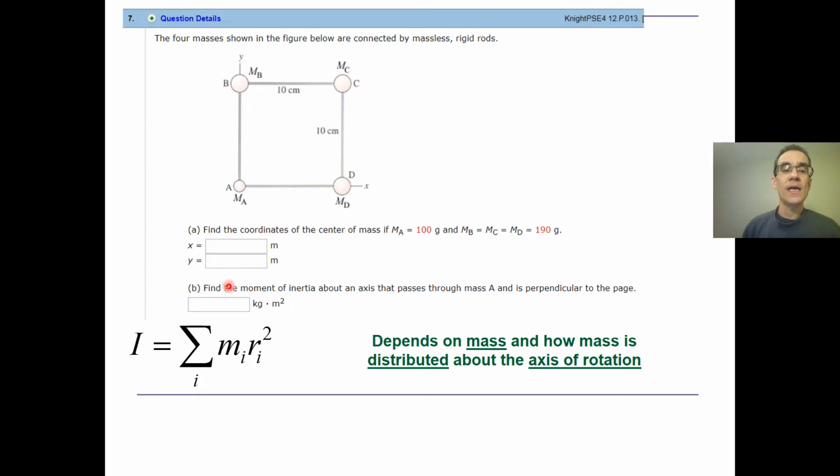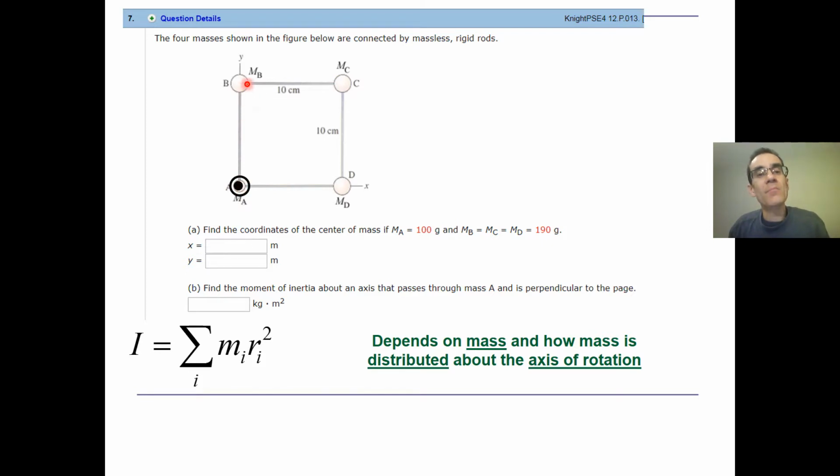But also, look, find the moment of inertia for rotation about an axis that passes through this A here. What is A? A is an axis that passes through mass A. It's perpendicular to the page. How hard is it to rotate this object about this? You have to do a summation. How do you do the summation? Take the mass MA, multiply by the perpendicular distance to the axis. That is 0. The first term is going to be 0.